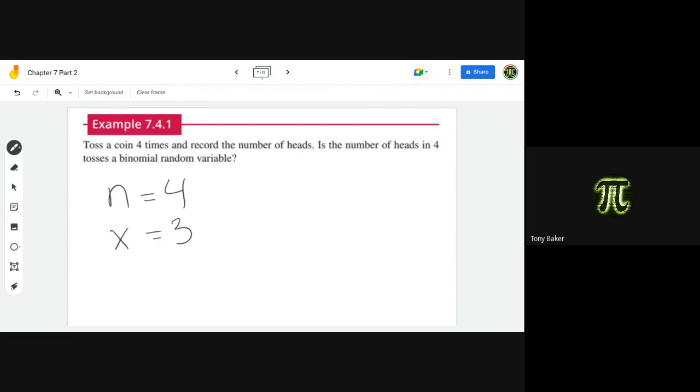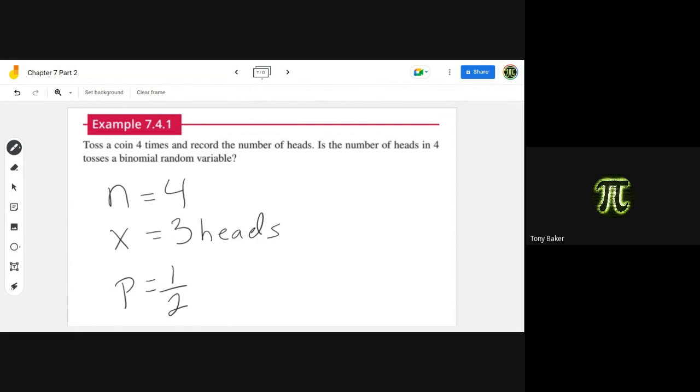All right, so I want 3 heads. What is my probability of success? What's the probability that I get heads on any one throw? 1 out of 2. Right? Okay, so I want to know the probability of me getting 3 heads out of 4 tosses. And this is exactly 3 heads, not at least 3 heads. This is exactly 3 heads.